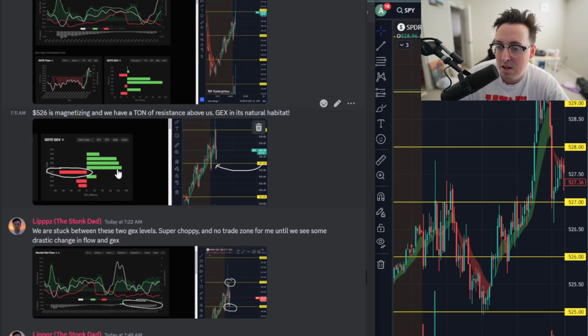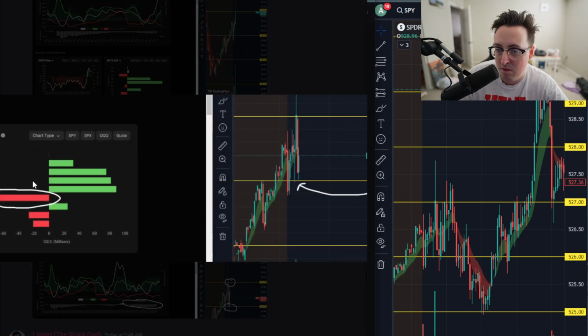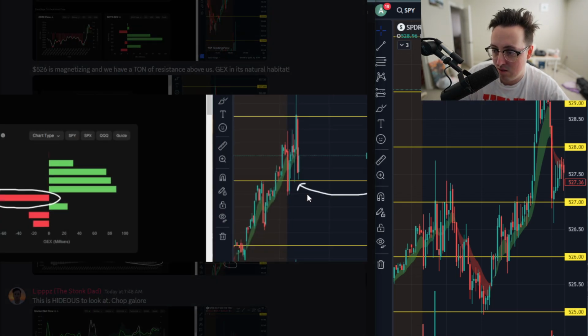Nonetheless, we have 526 magnetizing towards that level. We have a ton of resistance, GEX up above us, which are all these positive levels, 527, 528. So in my mind, I'm thinking, okay, we shouldn't get above 527 during this time. We should have a slight pullback towards 526 at least. And you can see that's what happened here. We bounced off of it, 526 was right here in the chart.